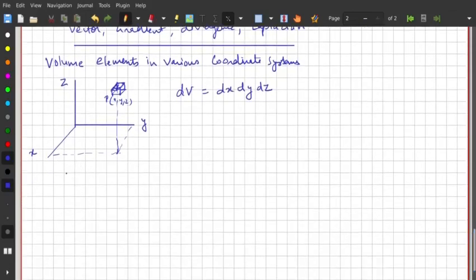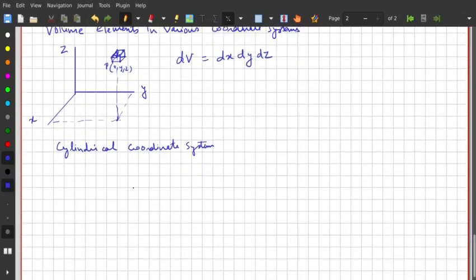Okay, and let's do it in cylindrical. So just by the nature of the cylindrical coordinate system, you will see that, let's say we have again the coordinate system and this point P now, so this is rho, that is theta. So this is the point P, and a small volume element there will look something like this.